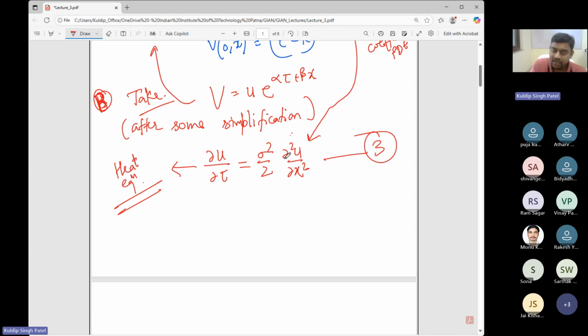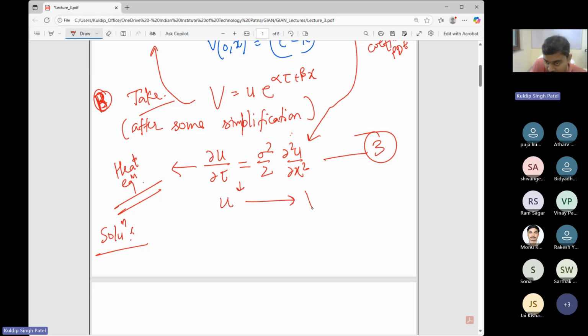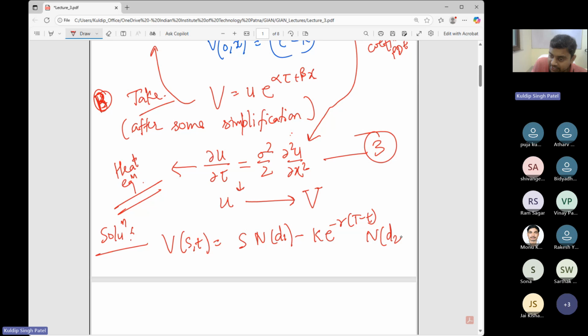So we will not go into that. And they solved this heat equation, and they get U, because it is the equation in U. And from that U, they transform it back to V, and they obtained V of S comma t equals S N(d1) minus K e to the power minus R (T minus t) N(d2). This we have already discussed.